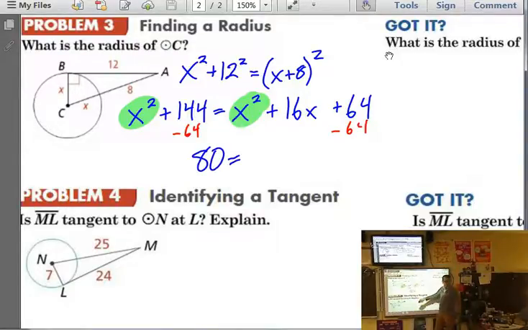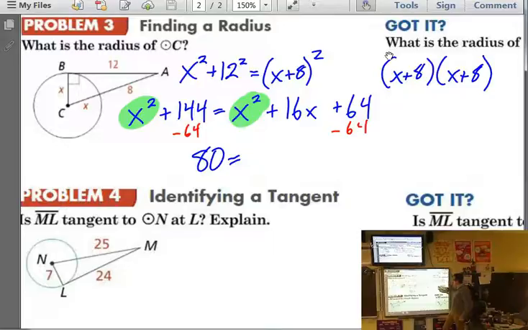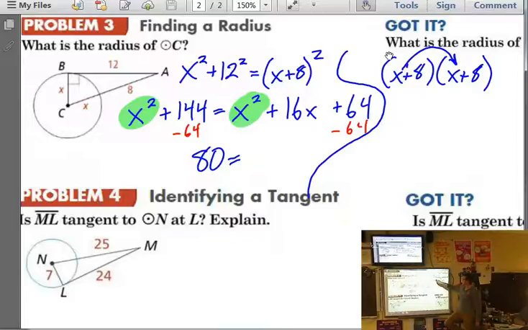Wait, Mr. Hudson, where'd you get the 16x from? So when we got to FOIL this, we've talked about FOIL a little bit. That's the only issue here, is you have to understand the FOIL process. The x has to multiply by the x and the 8. So I get x squared plus 8x. This needs to multiply by the x and the 8. So I get 8x and 64. So I end up with an x squared, 16 x's, and then 64. First, outside, inside, last. You gotta FOIL it.